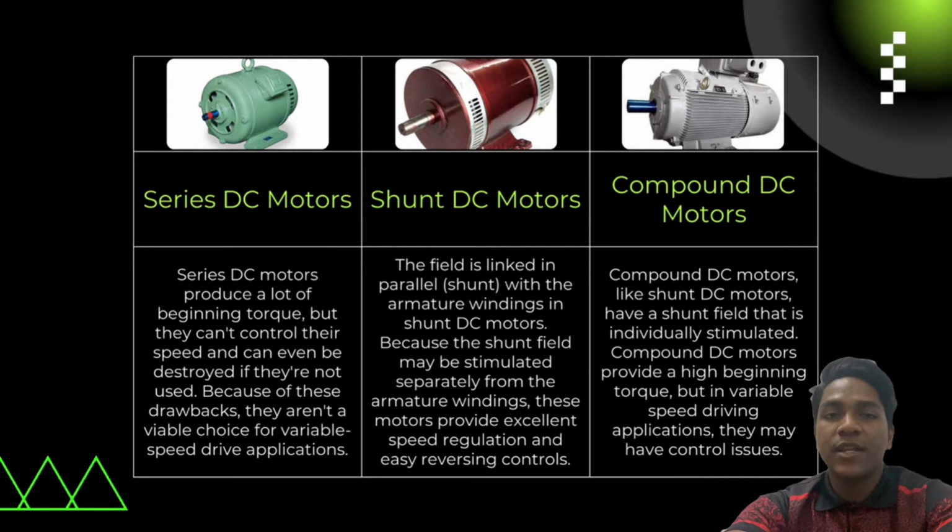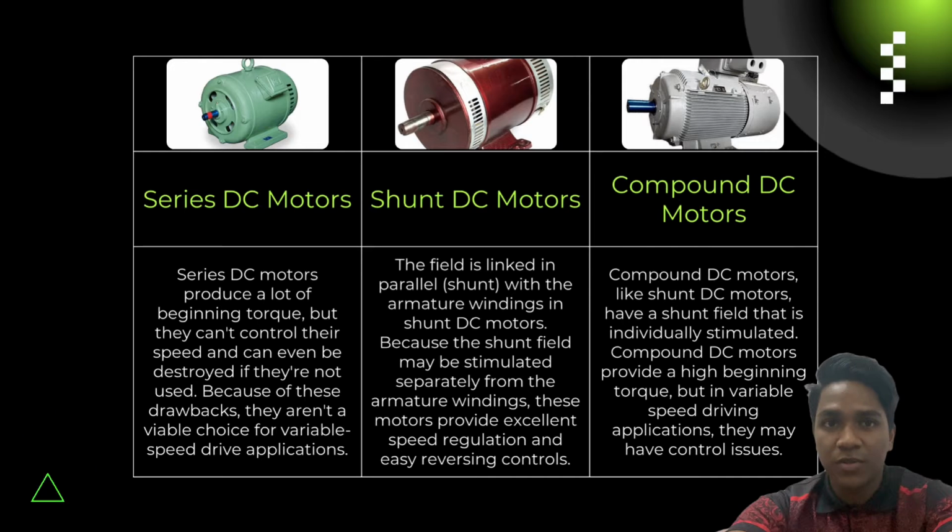Number 2 is shunt DC motors. The field is linked in parallel, which is shunt, with the armature windings in shunt DC motors. Because the shunt field may be stimulated separately from the armature windings, these motors provide excellent speed regulation and easy reversing control. The third one is compound DC motors. Compound DC motors, like shunt DC motors, have a shunt field that is separately stimulated. Compound DC motors provide a high starting torque, but in variable speed driving applications, they may have control issues.